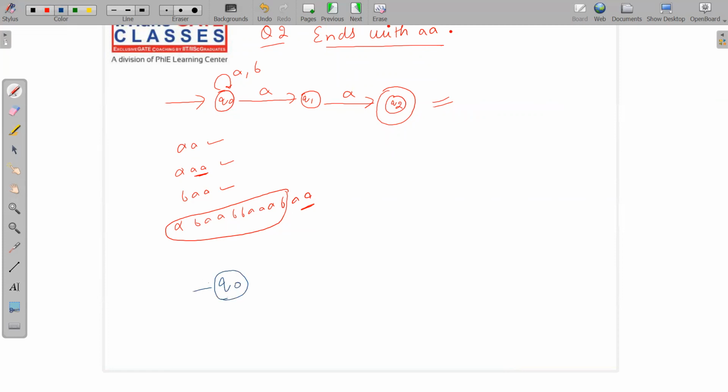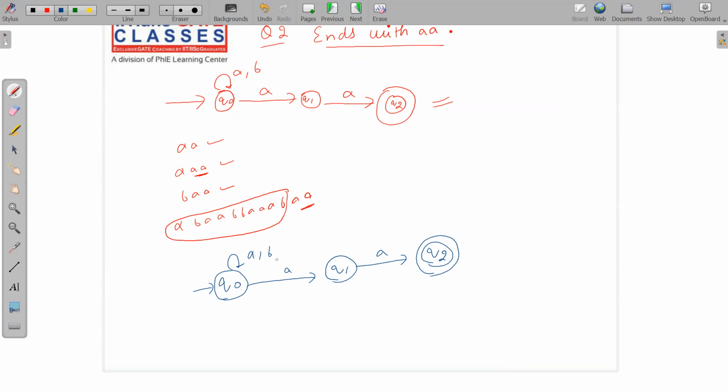Q0 is your initial state, and on A, B we go, A to Q1, A to Q2. Now what are the basic problems? That is, why is this not a DFA? Because here we have a dead configuration, and here we have a choice on Q0 for A: on Q0 also and on Q1 also.